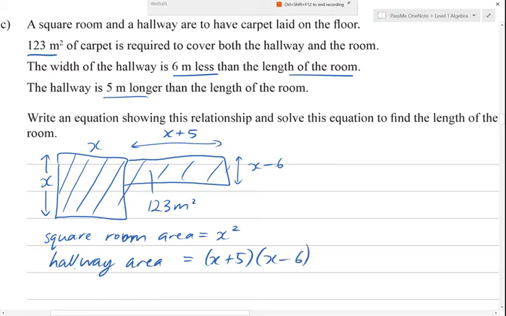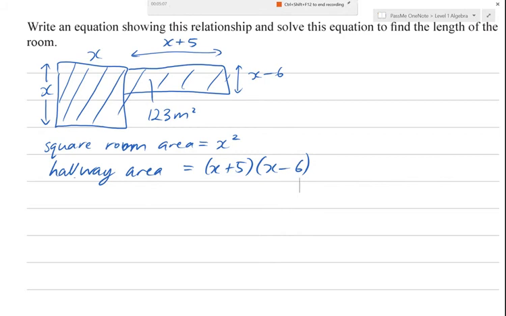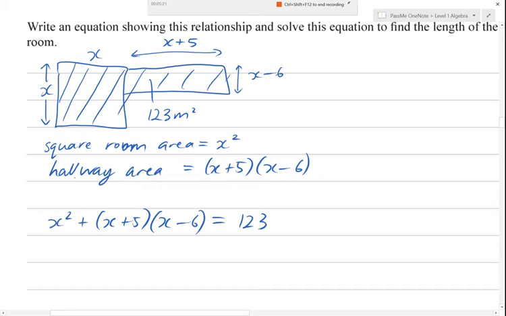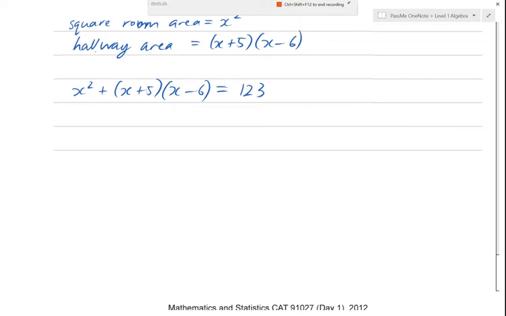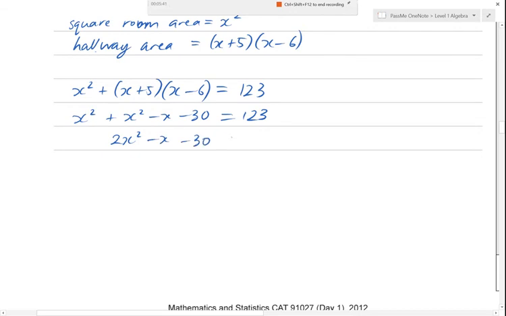And so we can use all of this information to form an equation. So in other words, x squared plus the area of the hallway is equal to 123. And this is an equation that we need to solve. So let's expand our brackets here. So we've got x squared plus x squared minus x minus 30. Let's collect our like terms. So we've got 2x squared minus x minus 30 equals 123.